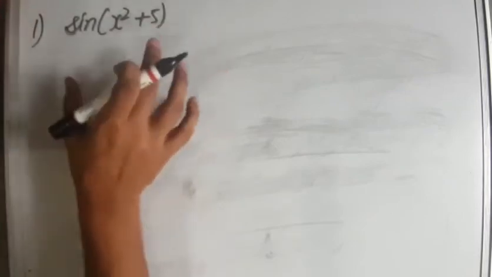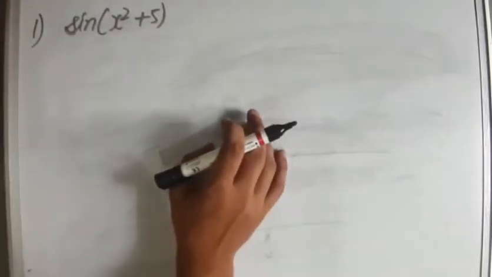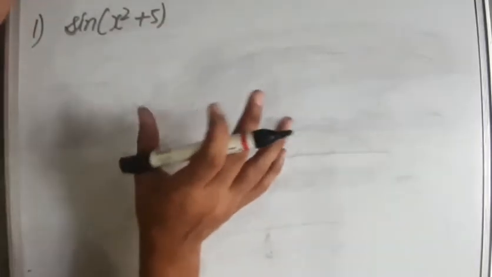Okay students, let us have a look at the first question of this exercise, which is sin(x square plus 5). This is our very first question of this exercise 5.2. So let us see how we will deal with this question.